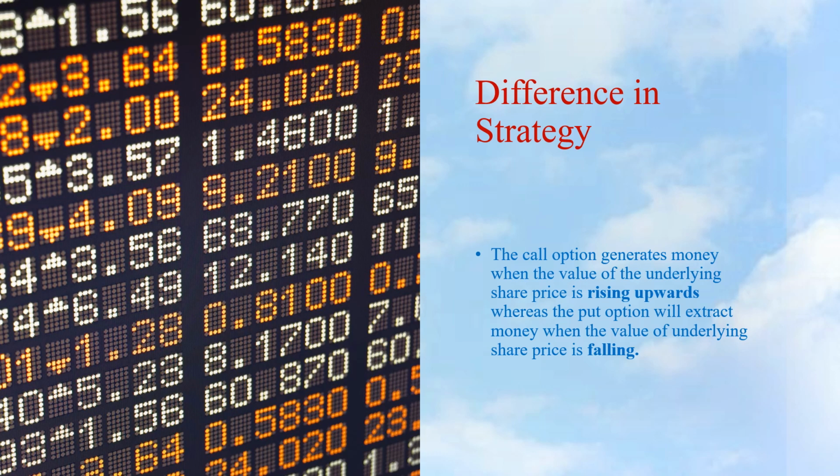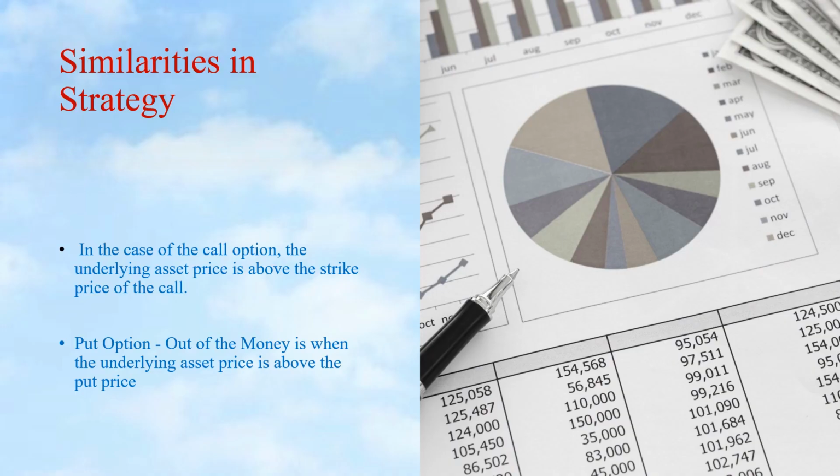So a call option will generate money if the prices are in an upward direction, that is, when the prices are increasing. At the same time, a put option will be the best one if you want to sell when the prices are coming down. These are all the simple strategies we will use here. Same thing, in the case of a call option, the underlying price is the strike price of the call. Same thing in a put option also, out of the money is the underlying price. We'll see the meaning of out of the money also.